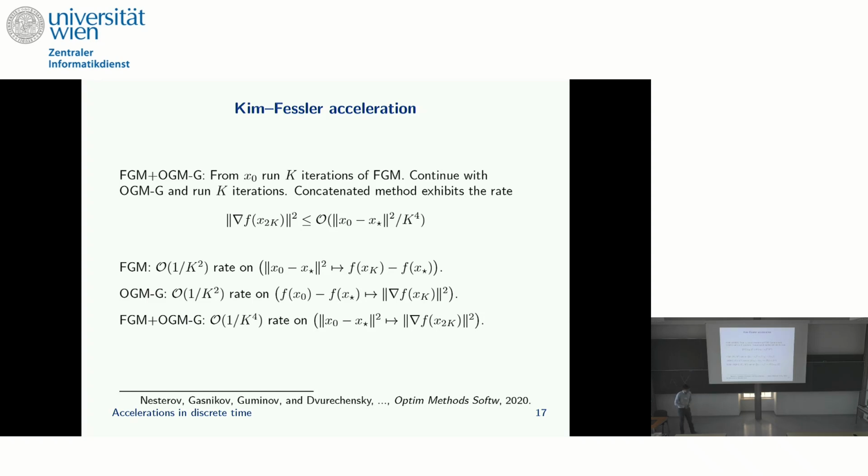Why is that so? Well, Nesterov's fast gradient method requires an initial bound on the distance to solution, and it provides a terminal function value guarantee. OGMG requires an initial bound on the function value suboptimality and provides a terminal gradient magnitude guarantee. Since the terminal guarantee of FGM and the initial requirement of OGMG match, they're compatible. So when we put them together, the 1/k² rate multiplies out with the 1/k² rate, resulting in a 1/k⁴ rate.